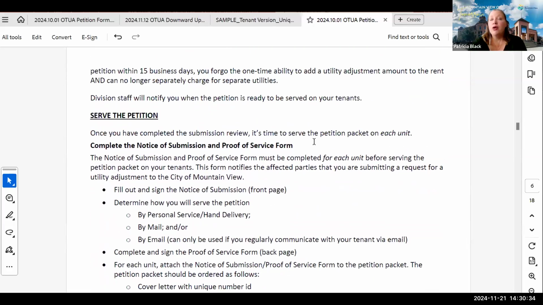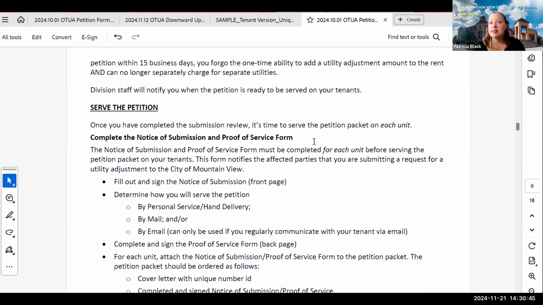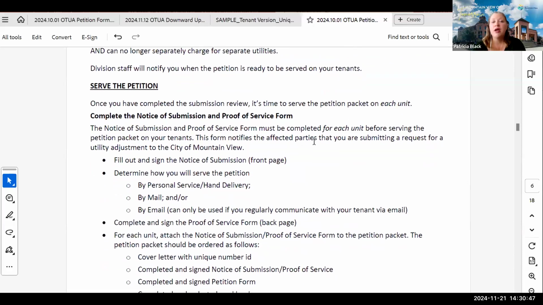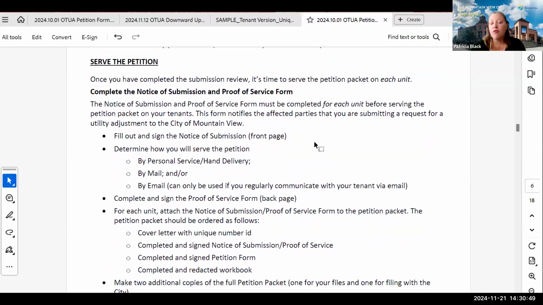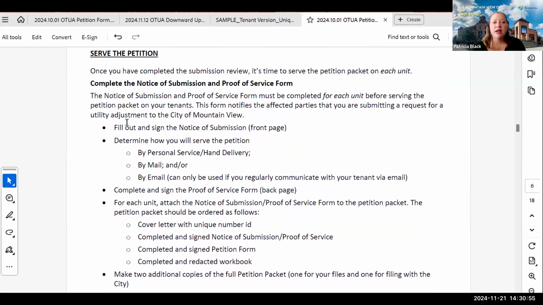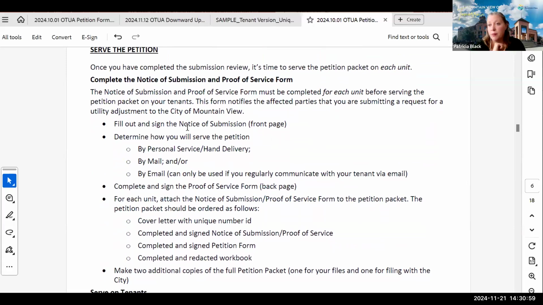Once your petition is ready to be served on your tenants, you will receive a notice of submission review that says, go ahead and serve on your tenants with information on how to do that. And we will also send you the specific forms and information that you should provide to your tenant. So it says here in this that you should fill out and sign the notice of submission. That's correct. However, we're going to do a big chunk of that for you. I'm going to show you that today.